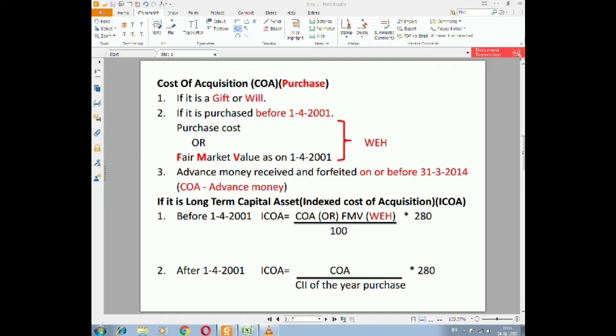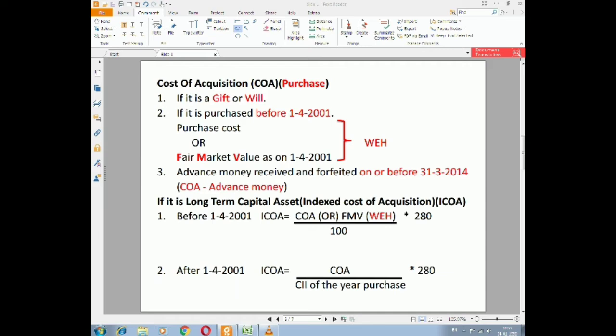So the first one is gift or will. If a capital asset came through a gift or will, there will be no transaction amount done through the parties, because it is a gift or a will. So why do we need to consider this here? In the sense of the date. Almost all people will get confused because of this. We are not going to consider the date of gift or will. Whatever the original purchase date is, that original purchase date will be considered, not the gift transferred or will transferred date. So that is the first one.